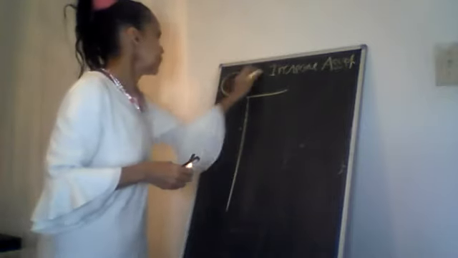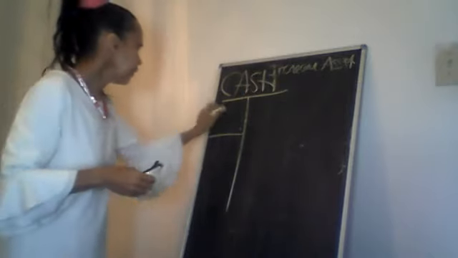Say for instance, the asset is cash. We have an asset cash, and we have $30,000.